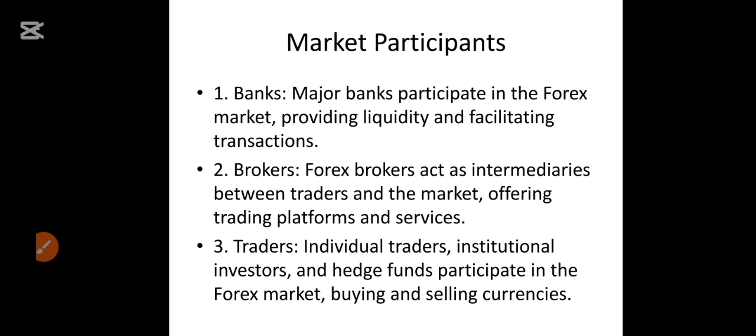Market participants. These are people who participate in the market. One is the banks. Major banks participate in the forex market, providing liquidity and facilitating transactions. Two, brokers.